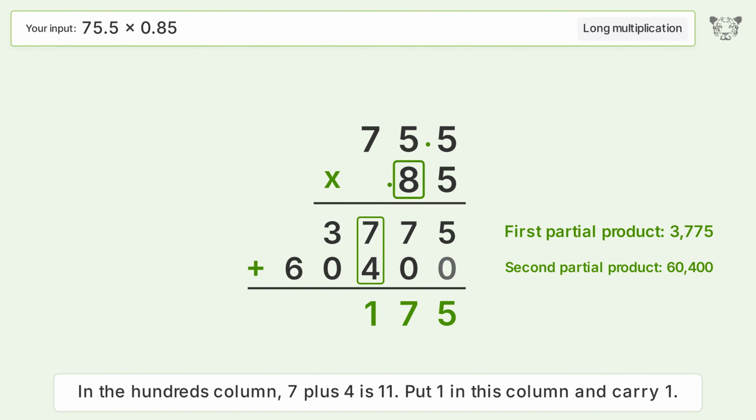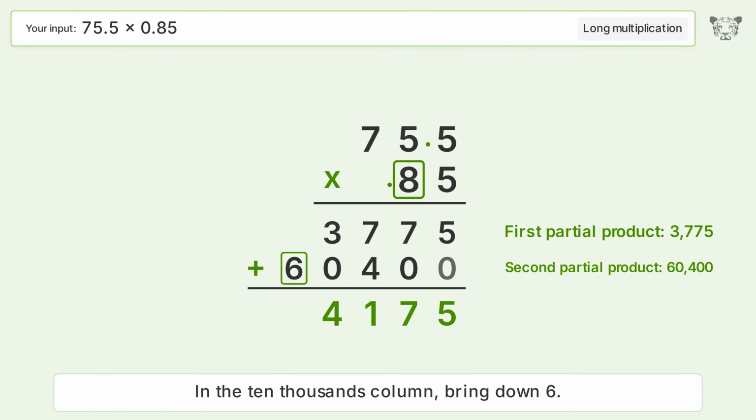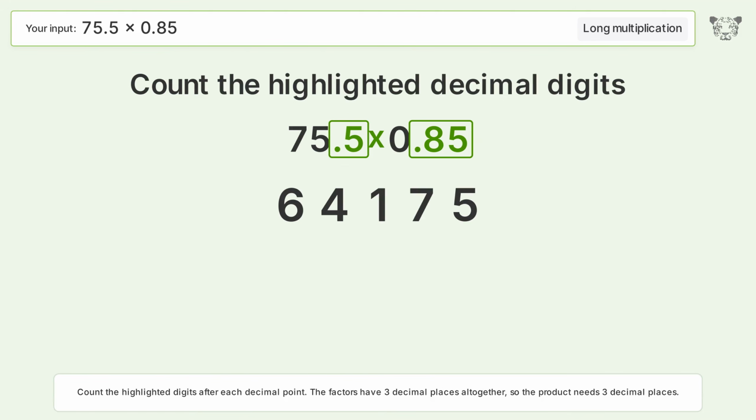Put 1 in this column and carry 1. In the thousands column, 3 plus 0 plus the carried 1 is 4. In the 10,000s column, bring down 6. The product of the whole numbers is 64,175. Count the highlighted digits after each decimal point.